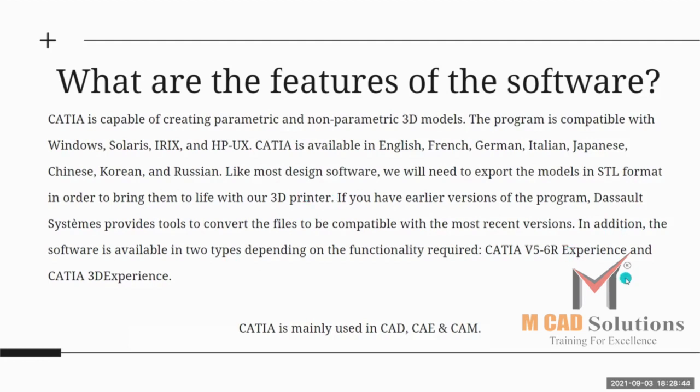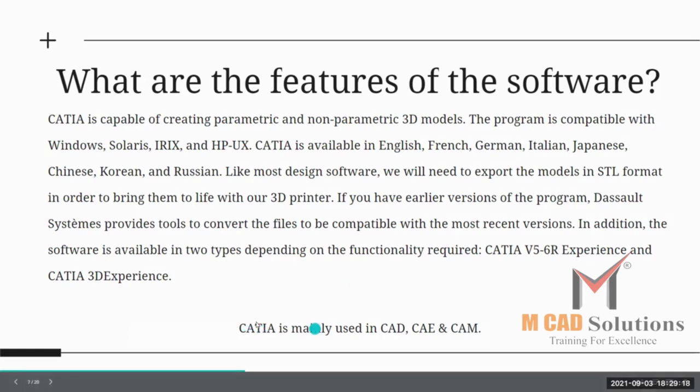Previously the CATIA version was V4. Now V5 is going on, and V6 was also launched, I think, 2 to 3 years back. V6 is also there, but limited companies are using it. Most companies, almost all companies, use V5. V6 is called 3D Experience. They integrated various software into the basic CATIA software. Okay, so we will see that in the next slide.